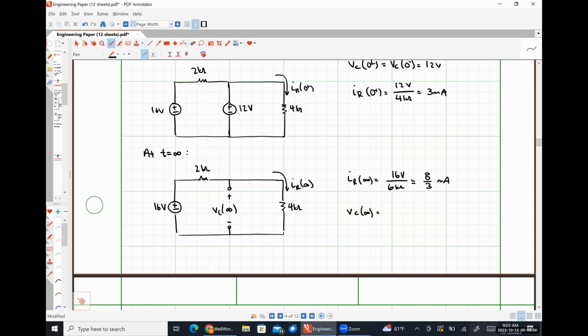VC at infinity. Well, you don't even have to do that. It's just the voltage drop over the 4 kiloohm resistor, right? So we could just use Ohm's law again. So 4 kiloohms times 8/3 of a milliamp. So let's see, 4 times 8 is 32. So 32/3 of a volt.